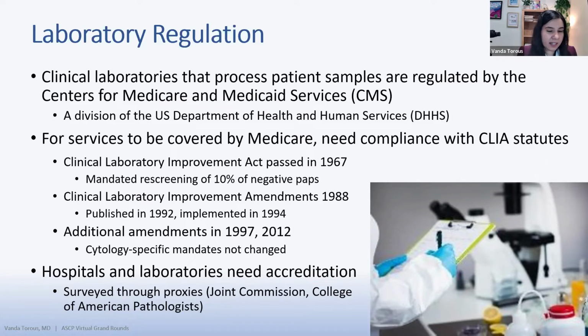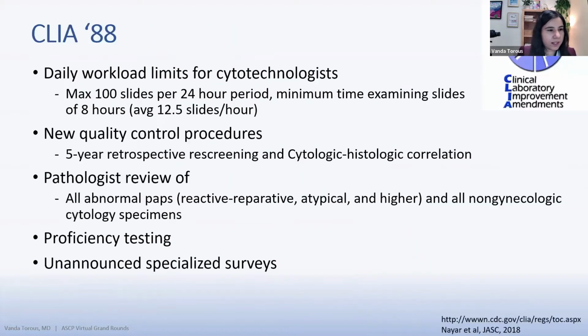And hospitals and laboratories need to be credentialed, and this can be done through a number of different ways. So we have proxies that conduct these surveys, including the Joint Commission, which uses a tracer type method, as well as the College of American Pathologists, which uses more of a checklist through volunteer surveyors.